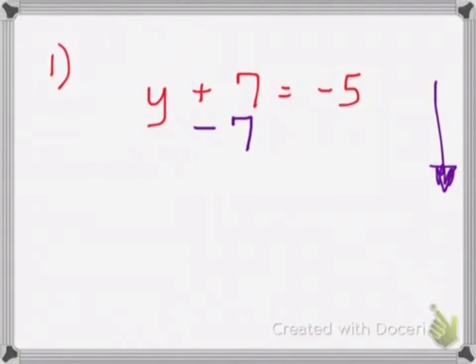I can bring down my equal sign. Remember, what I do to one side, I have to do to the other side. So since I did this to the left side, I have to subtract 7 also from the right side. So see how it's balanced here. Then I can go ahead and draw my line.